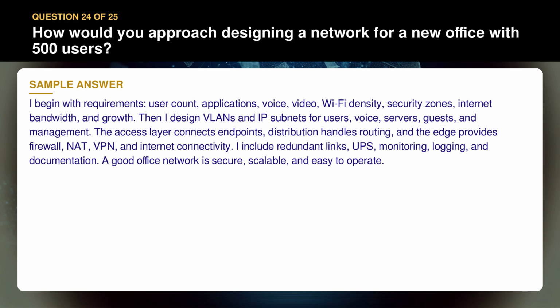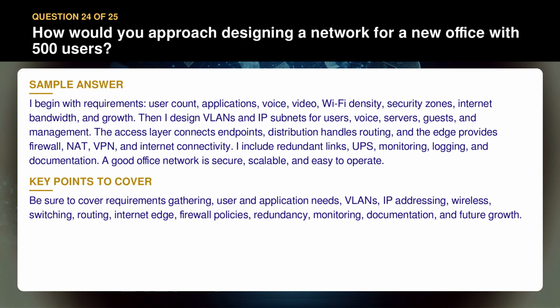I include redundant links, UPS, monitoring, logging, and documentation. A good office network is secure, scalable, and easy to operate. Be sure to cover requirements gathering, user and application needs, VLANs, IP addressing, wireless, switching, routing, internet edge, firewall policies, redundancy, monitoring, documentation, and future growth.